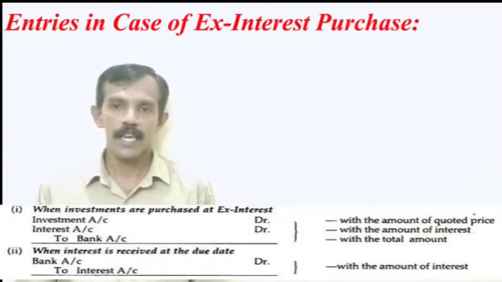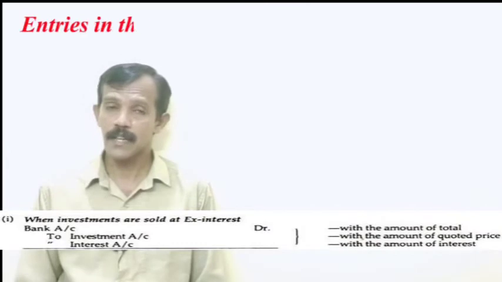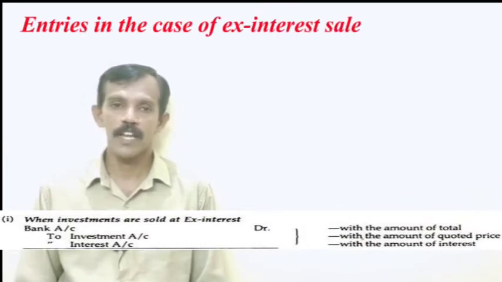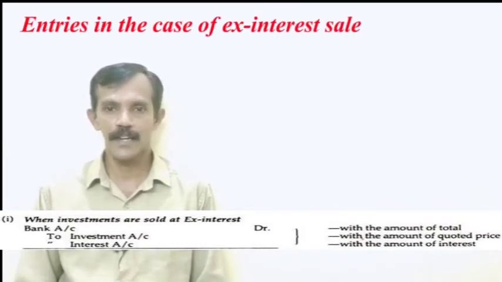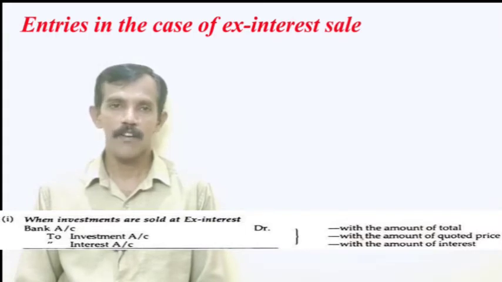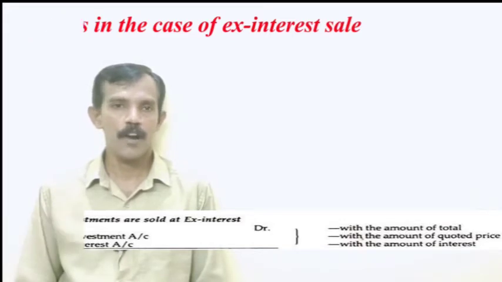Then entries in the case of ex interest sale. When investments are sold at ex interest, journal entry: bank account debit, total of quoted price plus accrued interest, to investment account with the amount of quoted price, to interest account with the amount of interest. These are the journal entries required in case of ex interest transactions. Then we solve one problem.